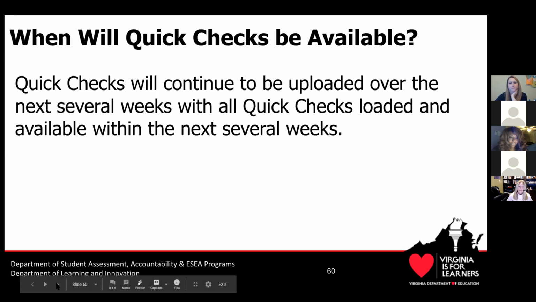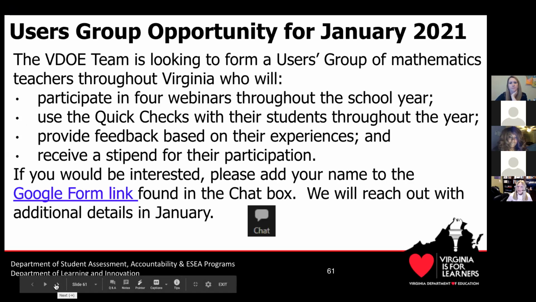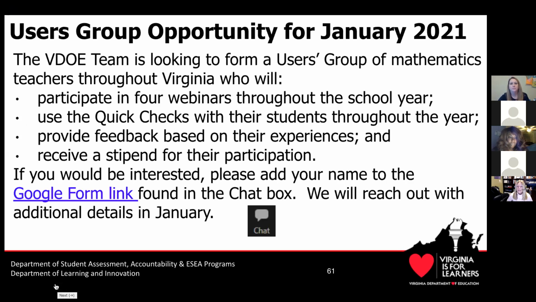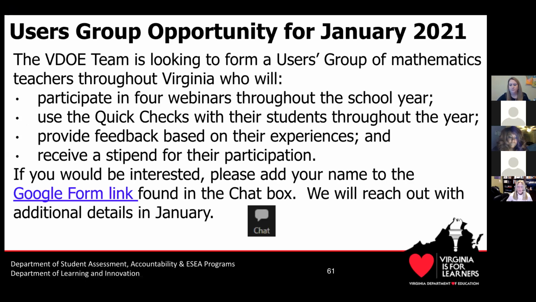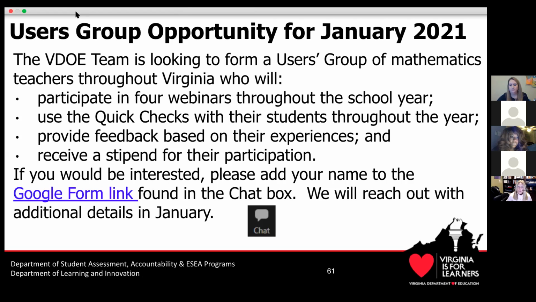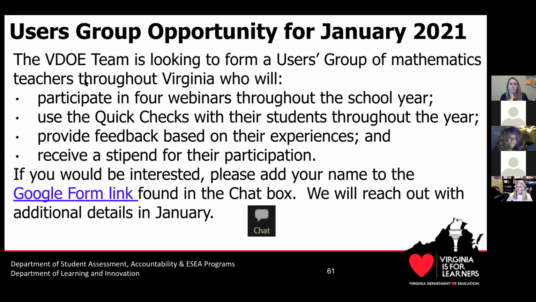We also want to make you aware of an opportunity that you may be interested in. We're developing a users group of mathematics teachers throughout Virginia. And the users group will start meeting in January for geometry and algebra 2. And as a member of the users group, if you're interested in participating, you would participate in 4 webinars throughout the year. You'd use the quick checks with your students and then fill out a feedback form based on your experiences in implementing that quick check. And there is a small stipend that's available for your participation.